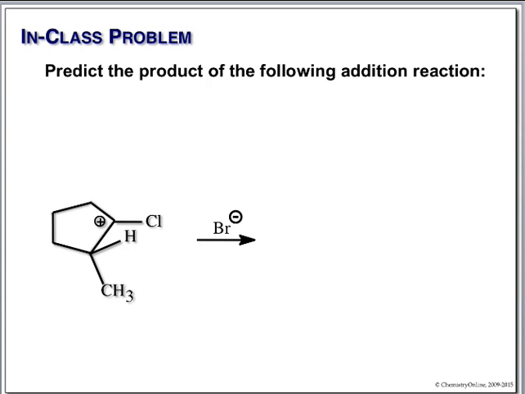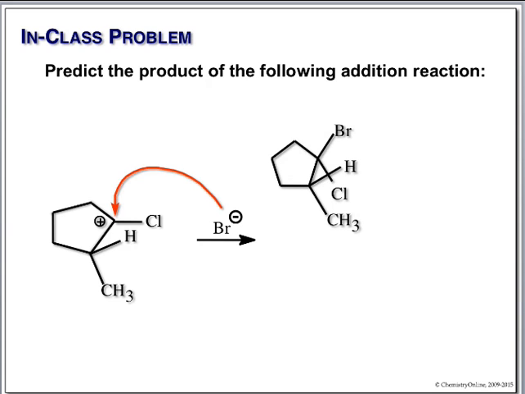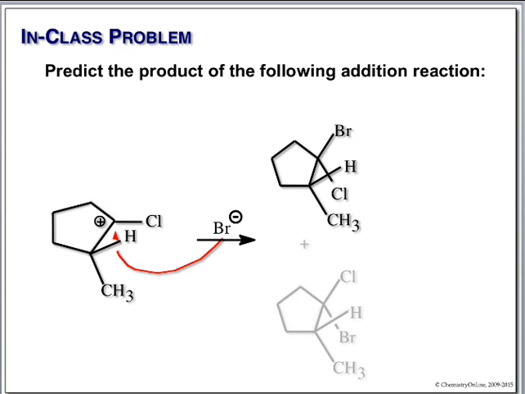Well, bromide anion could come in from the top side. And when it did, we would form this compound. Correct? Or bromide anion could come in from the bottom side, and we would form this compound. These are enantiomers at this position, aren't they? This is a pair of diastereomers, isn't it?